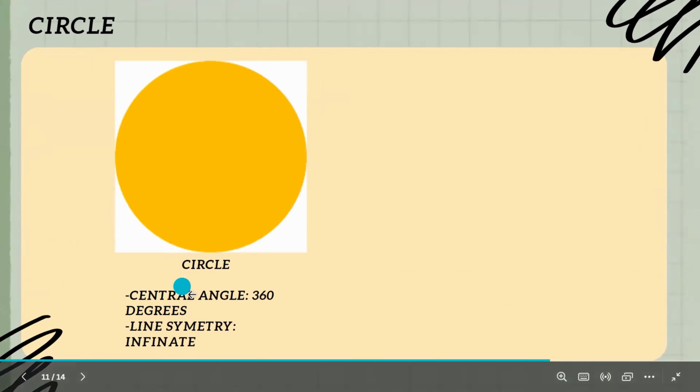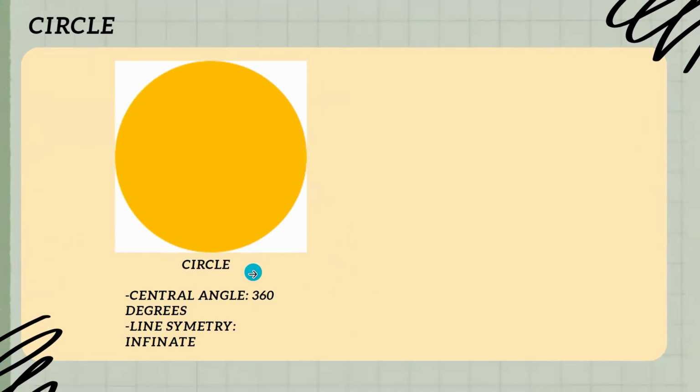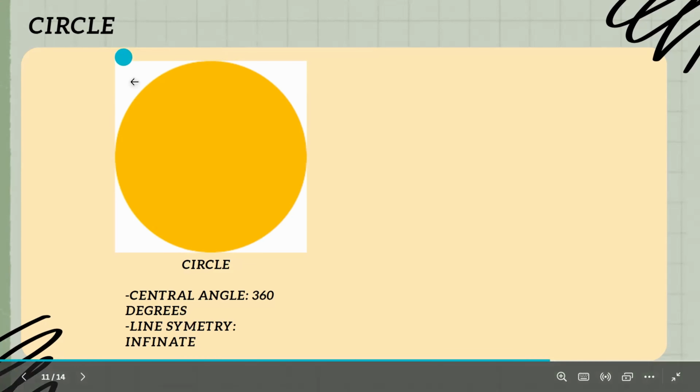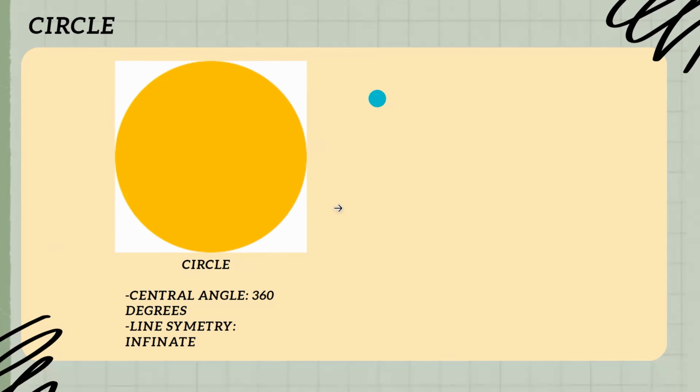A circle. A circle is a shape. It's a 2D shape. Its central angle is 360 degrees. Its lines of symmetry are infinite since in every possible direction there is a line of symmetry in a circle.